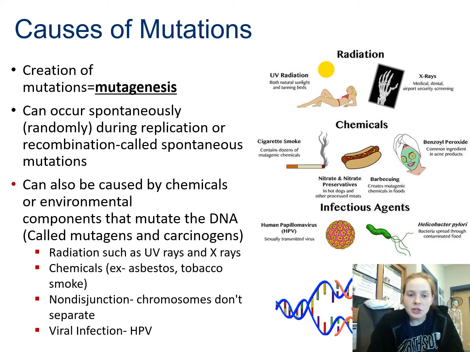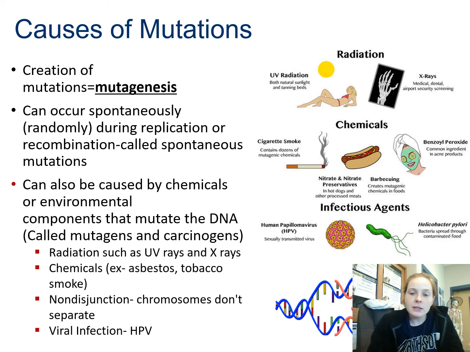Non-disjunction is when the chromosomes don't separate correctly. That can be due to environmental components, or it can just be random. Non-disjunction is pretty important, and it's going to mess up the chromosome number. You may have one less chromosome, you may have one more chromosome, you may have two more chromosomes. It can get crazy. Non-disjunction is when your chromosomes don't separate correctly during anaphase. That's really bad. That's going to be one of those chromosomal mutations.